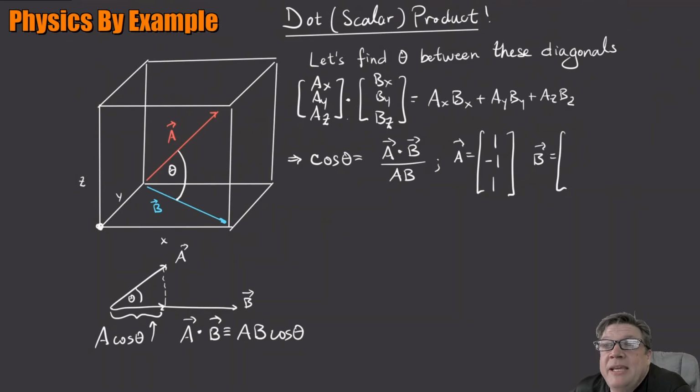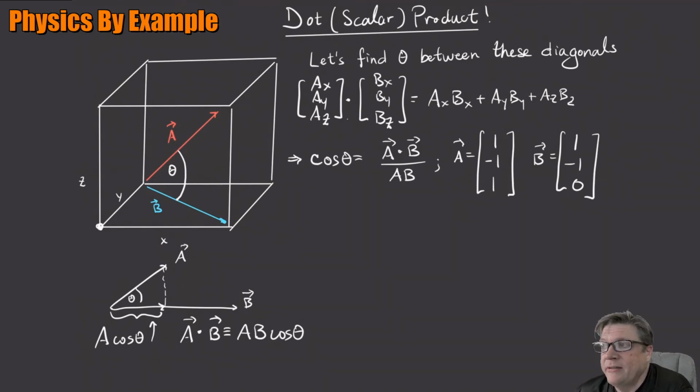The vector B, from the beginning of B to the end of B: I have to go +1 in the x, and I'm going to have to go -1 in the y. And I don't do anything in the z, right? I stay in the xy plane, so it's going to be 0. So there we go. Those are my A and B vectors.